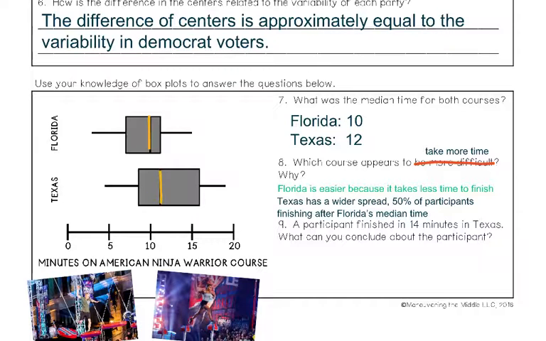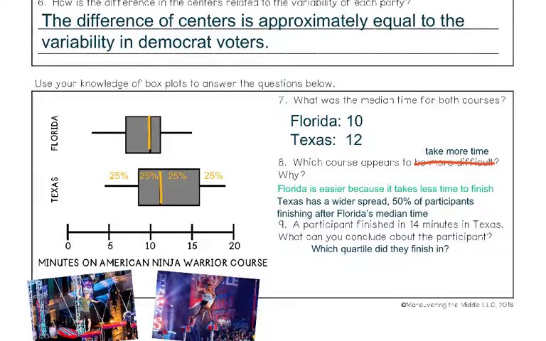When I look at these two box plots, I can see that Florida is easier because it takes less time to finish. You can see that Texas has a wider spread overall, and also 50% of the people who participate in the American Ninja Warrior course finish after Florida's median time. Remember, each one of these quartiles is worth 25%. So I can see visually that half the people who do the Texas course, because 25 and 25 makes 50%, is over the median time for the Florida course.